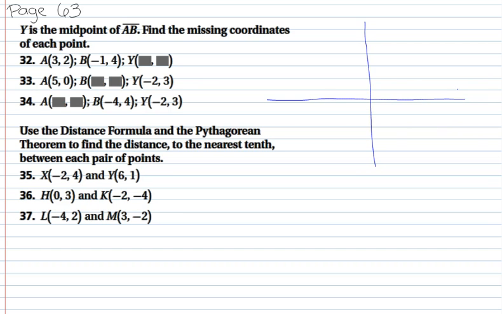And I'm actually going to do number 33 because number 32 is basically what we've been doing. Number 33 is a little bit harder. So this is where I'm at right now. I'm going to graph my points. 1, 2, 3, 4, 5, and then 0. So it's right there. Okay. And then my other point is negative 2, positive 3.